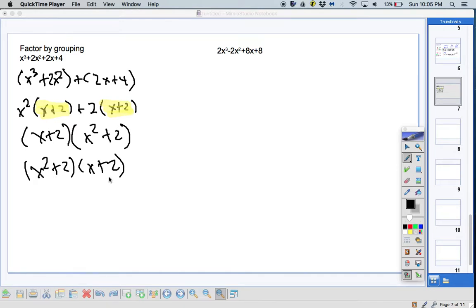And then you should always go back and look at your two terms and see if there's anything else in common. This x squared plus 2 has nothing in common, nothing I can think of right now that you can do with it, and that doesn't either. So we're going to call it good.